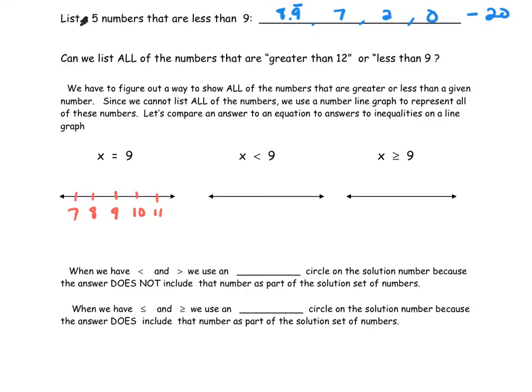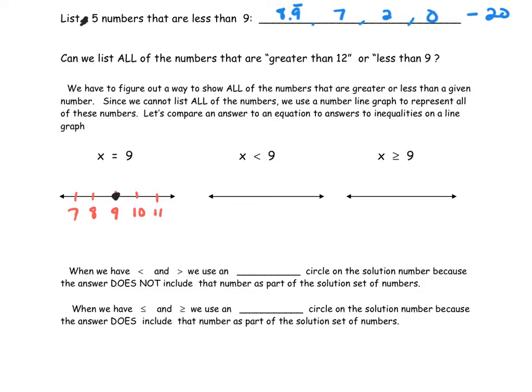But in this case, getting back to our point on this one, if I wanted to graph x equals 9, the only number that satisfies it is 9 itself. And so we would show a point right on 9. That's the only number that would make this equation true.